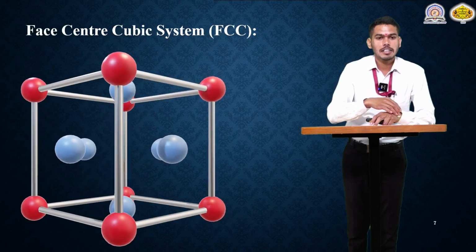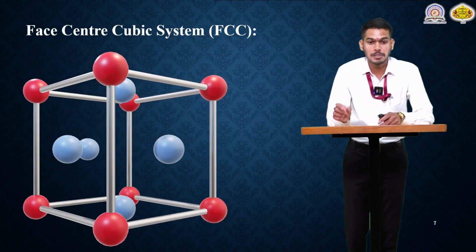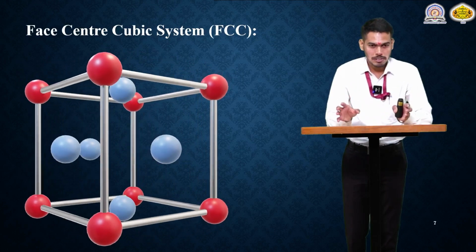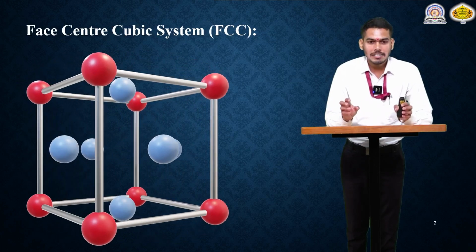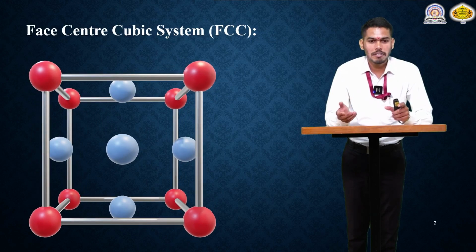Now the third type is the face-centered cubic system, abbreviated as FCC. As we have a cubic system, the cube has 6 faces. At each face there is 1 atom, and at each corner there is also 1 atom. So this is what the face-centered cubic, or FCC, system is.